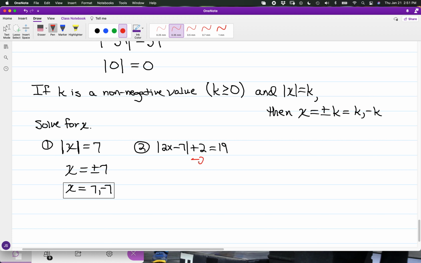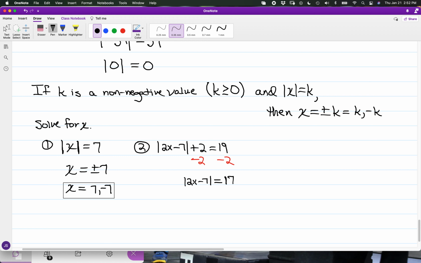But we can just move the 2 over. In the rewrite, we're going to have the absolute value of 2x minus 7 is equal to 17. And we have a one-to-one correspondence between the absolute value of an expression on one side and the constant on the other. So you have x represented by 2x minus 7, k is represented by 17.